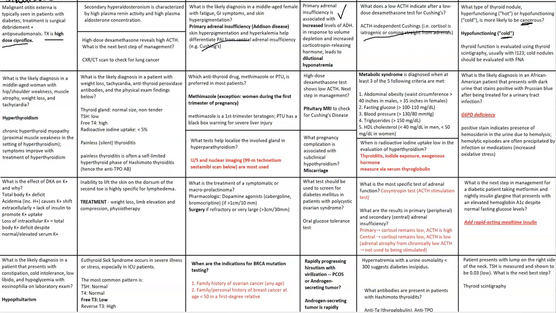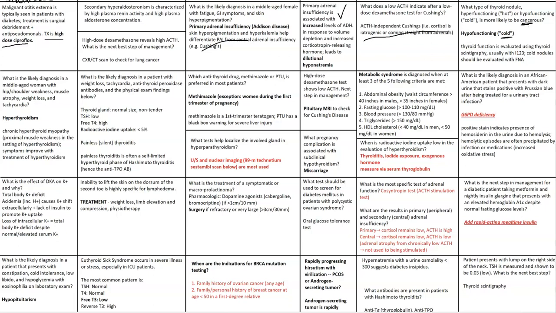What is the most likely diagnosis in a middle-aged woman with hip and shoulder weakness, muscle atrophy, weight loss, and tachycardia? That would be hyperthyroidism, chronic hyperthyroid myopathy, proximal muscle weakness in the setting of hyperthyroidism. Symptoms improve with treatment of hyperthyroidism.